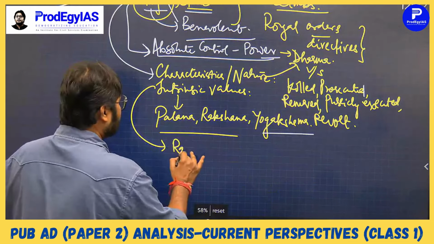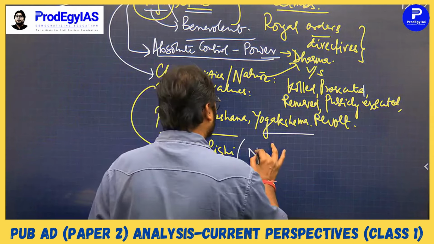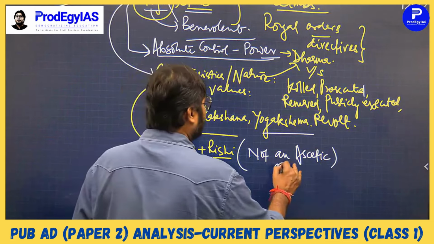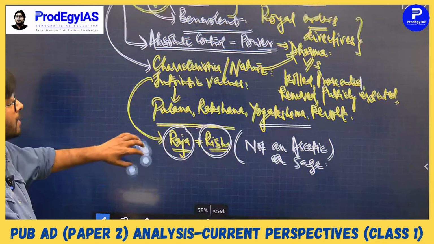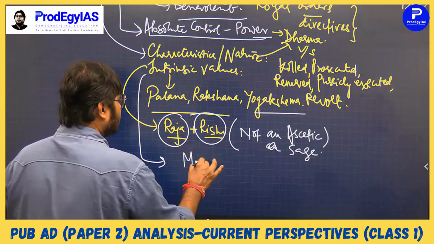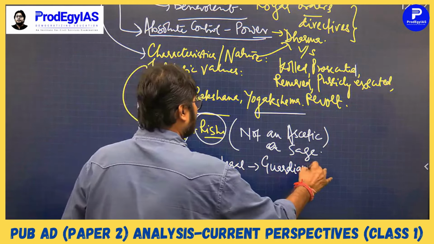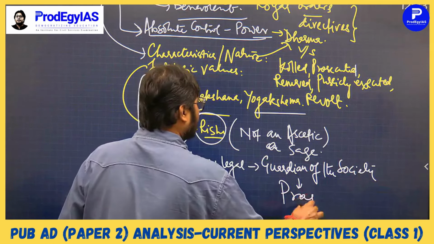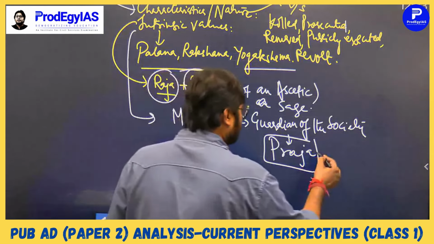Then, like I said, Raja has to be Raja plus Raja has to be Rishi. Fine. But he is not an ascetic. He is not a complete sage. He needs to have both the elements. Fine. So Raja के characteristics ये हैं. Obviously, Raja will work as both the moral and legal guardian of the society or praja. Fine, that is the subjects.